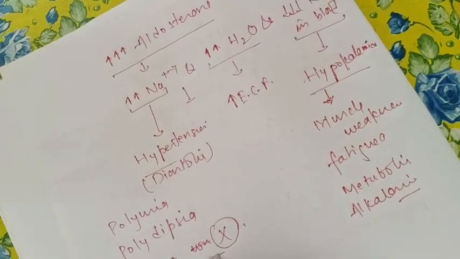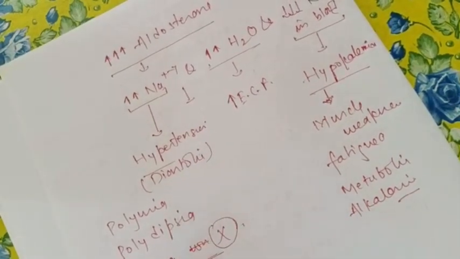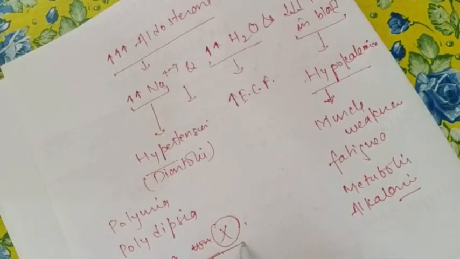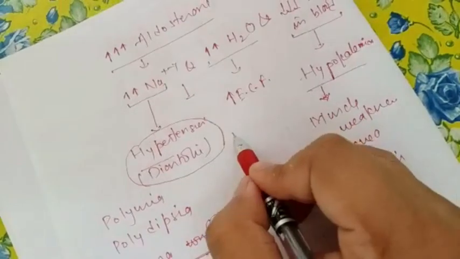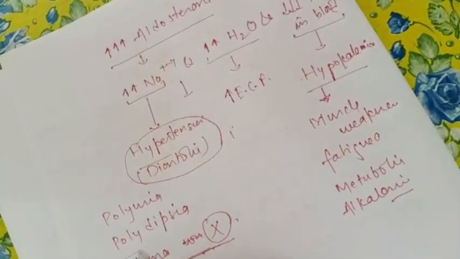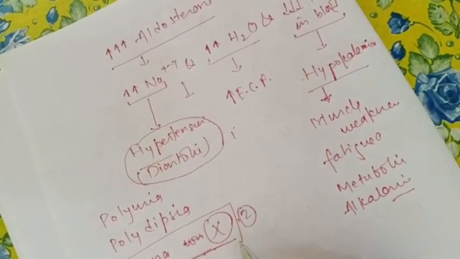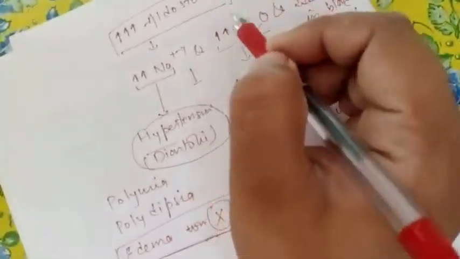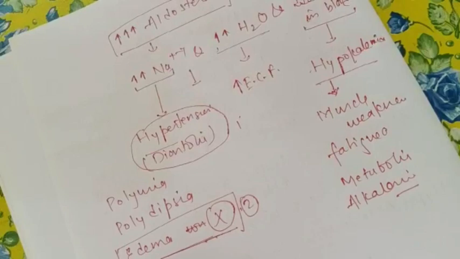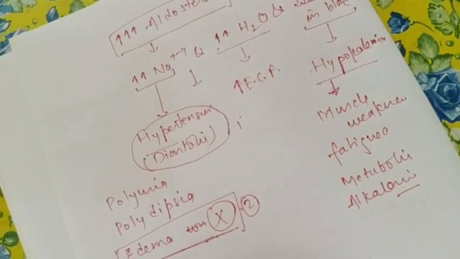So these are the main diagnostic features of Conn syndrome. One is diastolic hypertension. Second is no edema. Third is hypersecretion of aldosterone. And fourth is low renin. We will study why there is low renin.